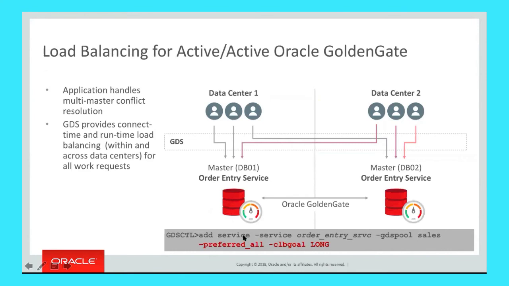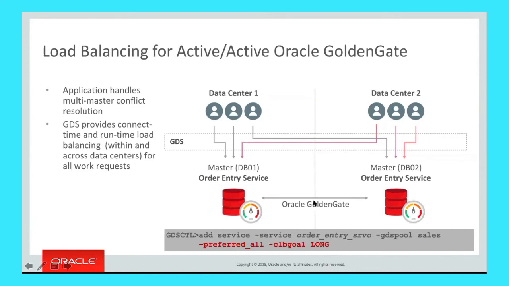So I create my service, order entry service, and then I'll say preferred all. That means it can run on both databases. And the goal that I want to honor in this case is the connection load balancing goal long. Long is for the long-lived connections, right? So when this service is used by clients, all the incoming connections are well balanced across these databases.